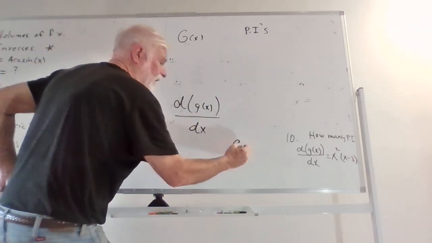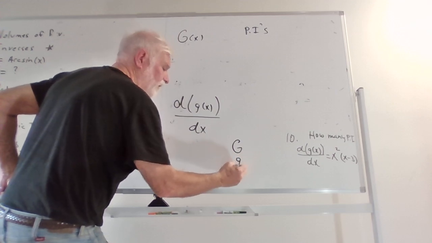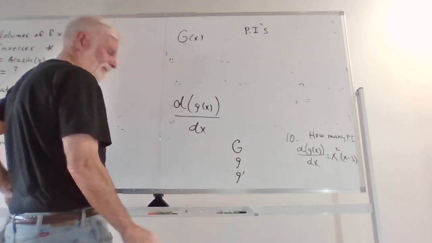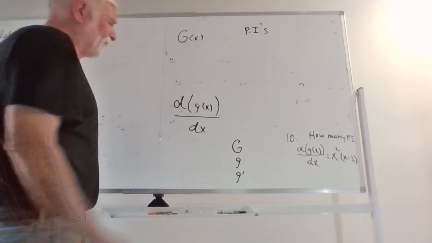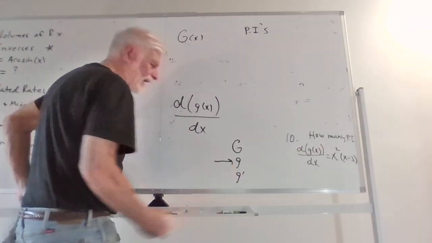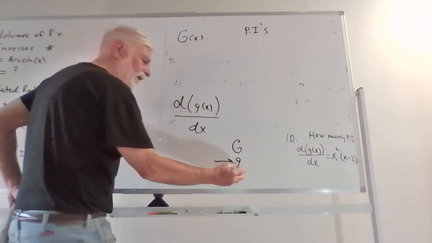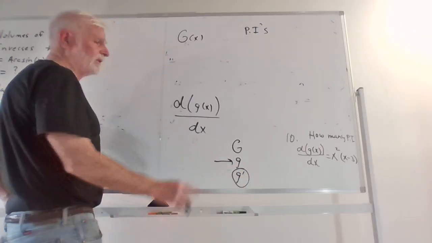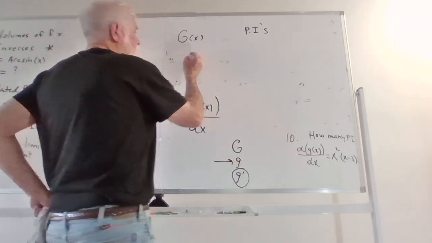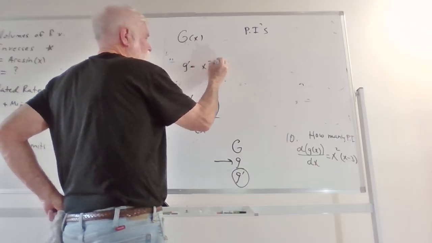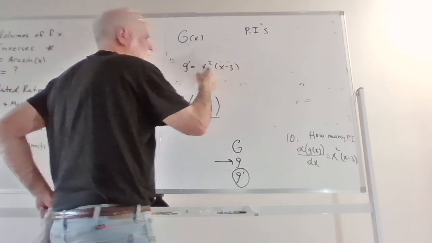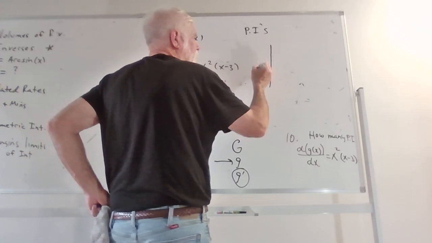Well, I think we have G, and I think we have that. Position, velocity, acceleration, perhaps. All right, but I'm taking the derivative of that, so that's another way of writing this. So this is a second derivative. G prime is equal to x squared times x minus 3, and you need to know what that looks like.